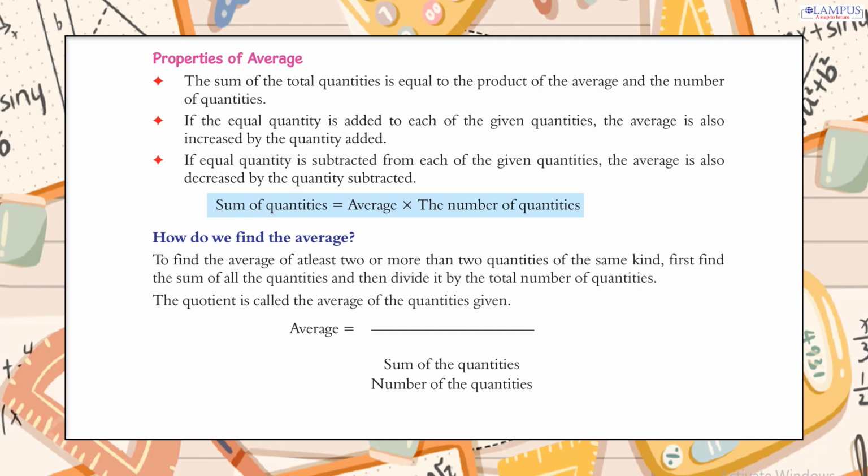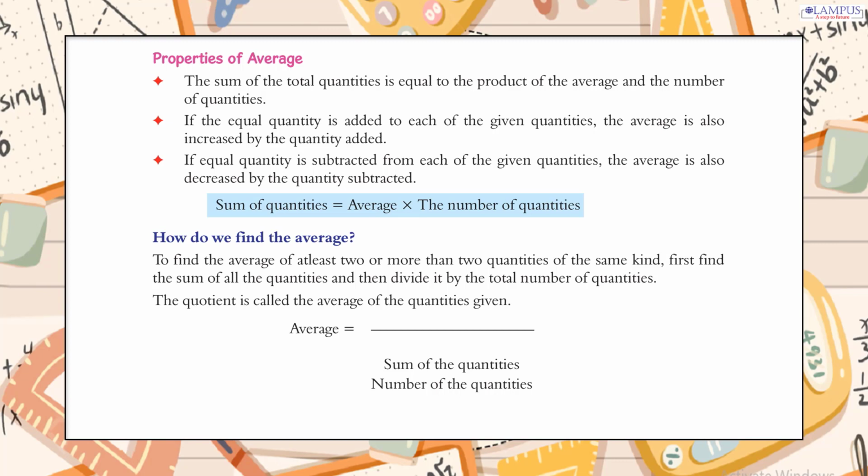Properties of average. The sum of the total quantities is equal to the product of the average and the number of quantities. If an equal quantity is added to each of the given quantities, the average is also increased by the quantity added. If an equal quantity is subtracted from each of the given quantities, the average is also decreased by the quantity subtracted. Sum of quantities equals average multiplied by the number of quantities.